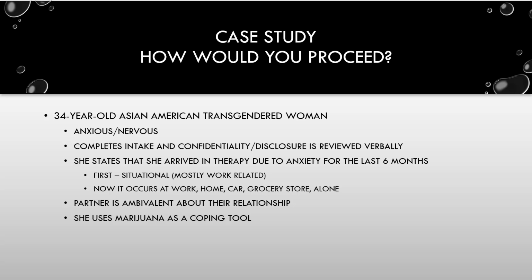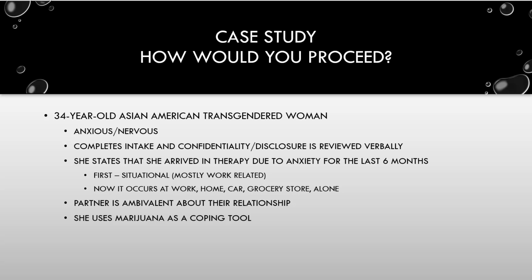You're in your office, and a 34-year-old Asian American transgendered woman comes to your office. They are anxious and nervous. They complete the intake and confidentiality disclosure is reviewed verbally. This is important because when you do intake paperwork, they sign this, but you also need to review it verbally because how many times do we sign and not read?